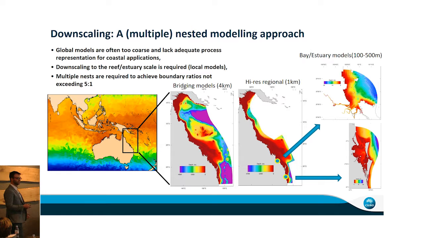So what we do is we have a series of nested models that go from, say, the 10 kilometres down to 4 kilometres, and we call that 4 kilometre model a bridging model. And that's so that we don't exceed a nesting ratio of 5 to 1, which is a commonly used rule of thumb. Then within the 4 kilometre model, we have a high resolution 1 kilometre model that is more suited for resolving certain processes. And then there's a series of estuary and bay models which have resolutions in the order of 100 out to 500 metres.